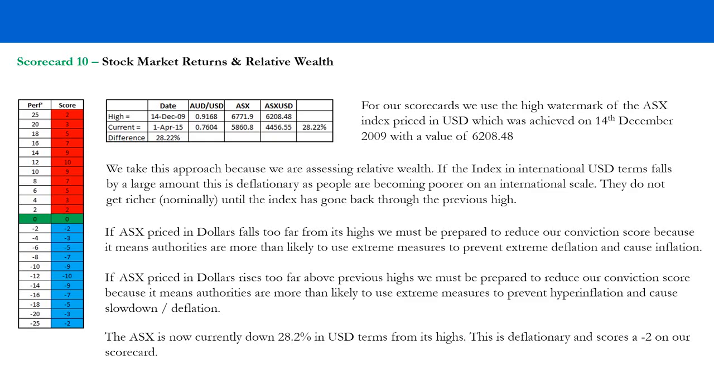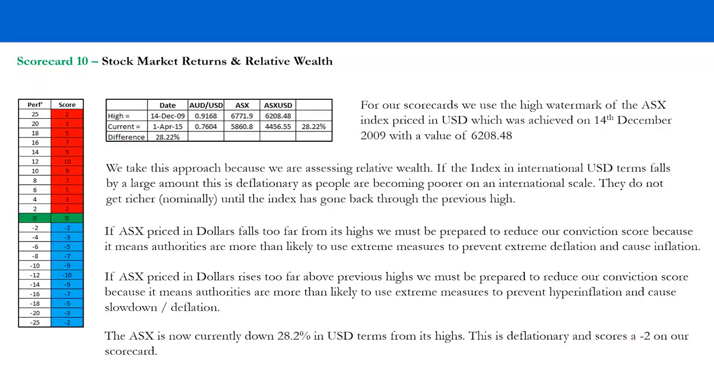So where is the ASX right now? The ASX is currently down 28.2% in US dollar terms from its highs of the 14th of December 09. And that is basically very deflationary on our scorecard scale, but gives us a lower conviction number. So it gives us a -2 on our scorecard.